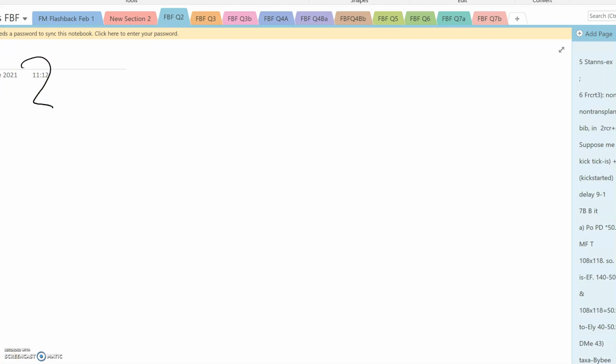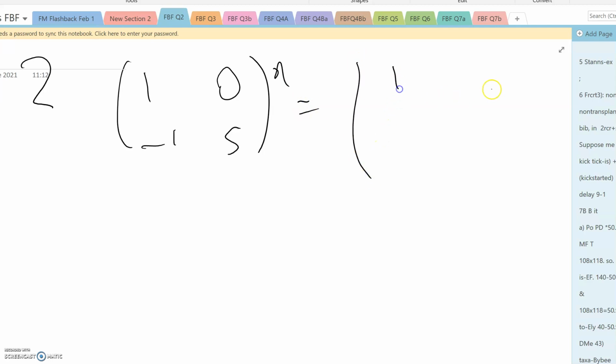Question 2. Prove by induction that the matrix (1, 0; minus 1, 5) to the power of n is equal to (1, 0; minus a quarter times (5 to the n minus 1), 5 to the n).